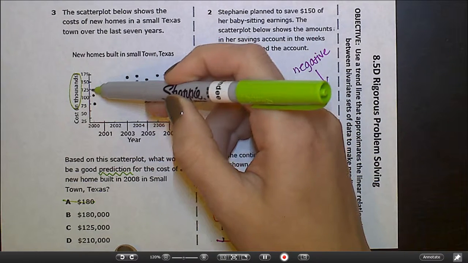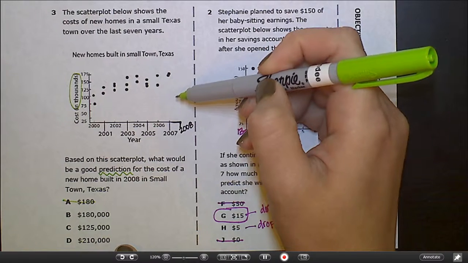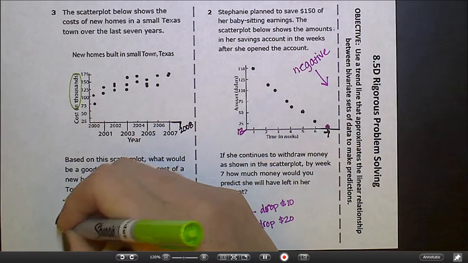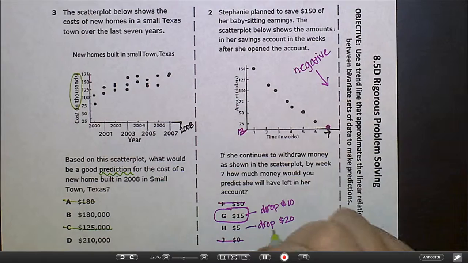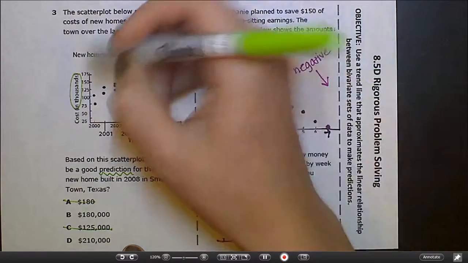125,000, well, that's way down here. So that would mean that the prices would have to drop in 2008. And I don't think that's going to happen. And then $210,000, that would be way up here.